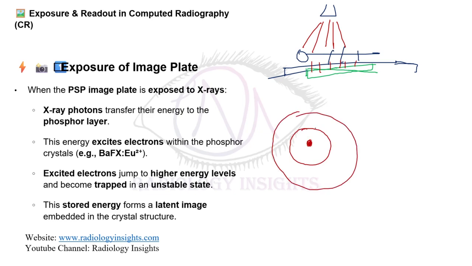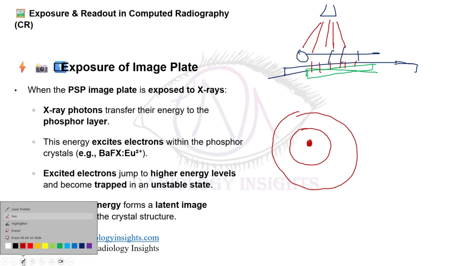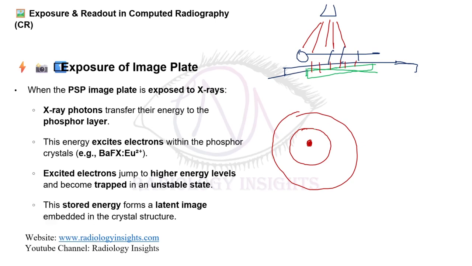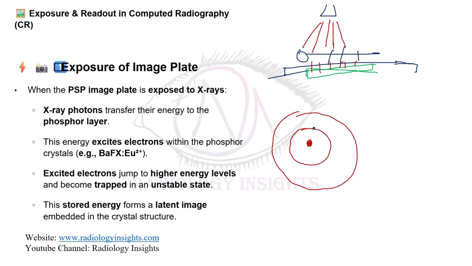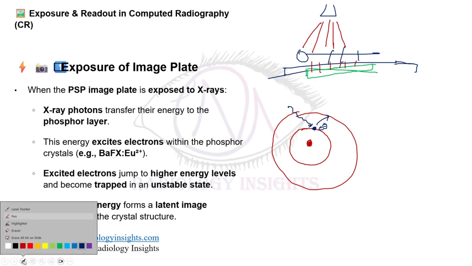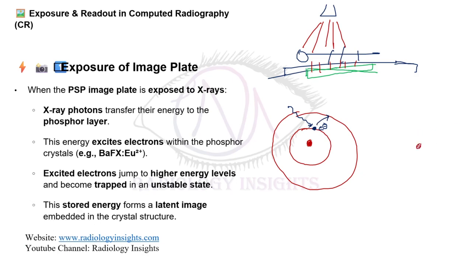So the X-rays now, so this is the electron. So the X-rays will now hit the electron. When the X-rays hit the electron, the energy from the X-rays is transferred to the electron and this electron now excites to the higher energy level. So now the electron is excited to the higher energy level.